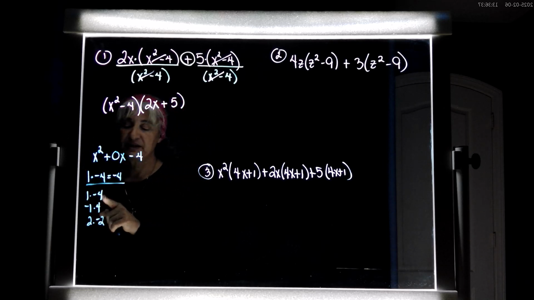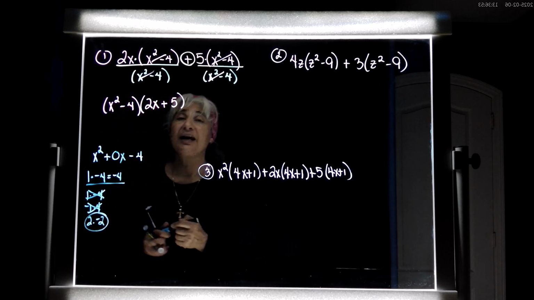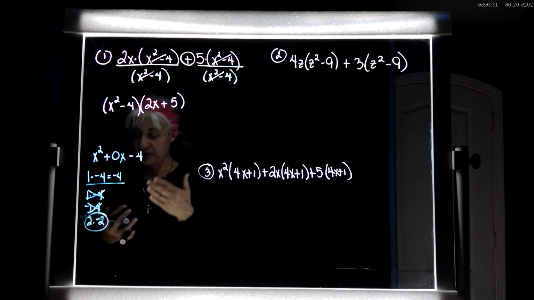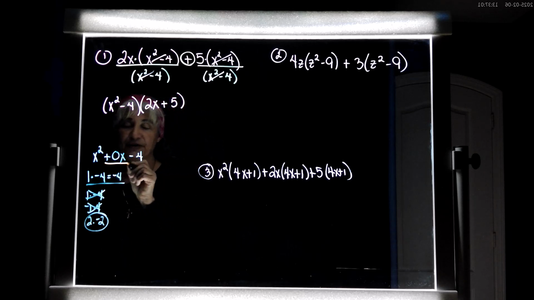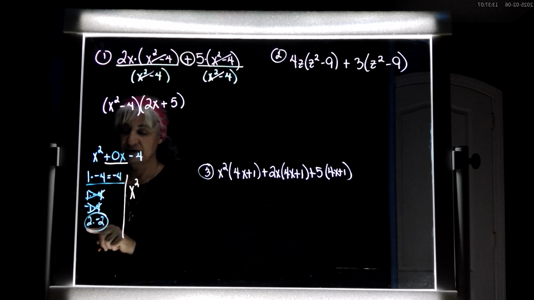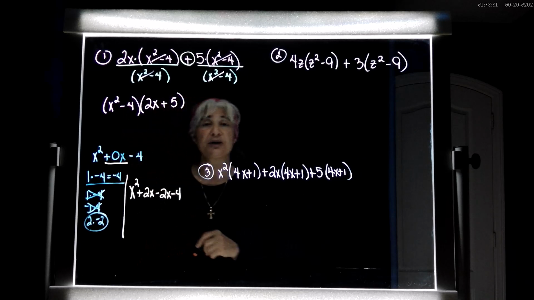Check them out. 1 plus negative 4. Does that give me a 0? Nope. Negative 1 plus 4. Does that give me a 0? Nope. 2 plus negative 2. Does that give me a 0? Nope. That means this will still factor, which means I am going to replace. I am going to take out the 0x, and I am now going to write x squared plus 2x minus 2x minus 4. And now we're going to group.